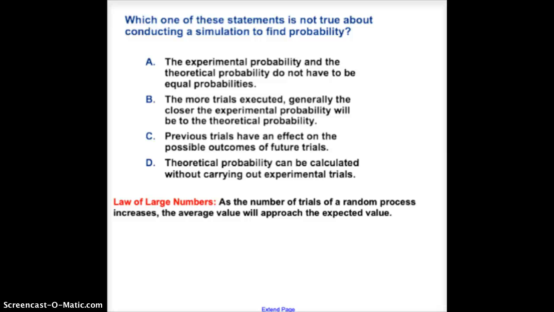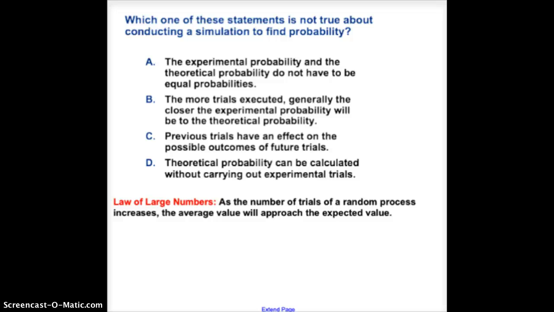Okay, the more trials executed, generally the closer experimental will be to the theoretical. I just talked about that. That's definitely true. Previous trials have an effect on the possible outcomes of future trials. This is definitely one that is a misconception. People think that if I flip a coin 5 times and I get 5 heads in a row, it has to be tails next time. That's not the case. It has an equal opportunity. Previous trials do not have an effect on future trials. So this one is the false one.